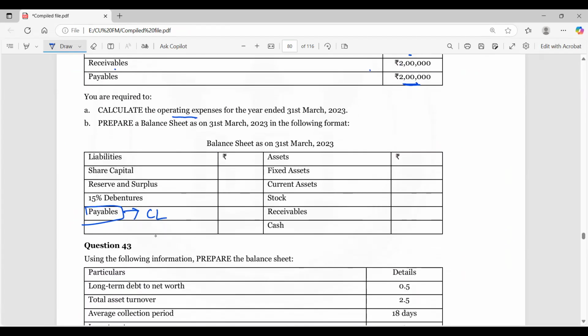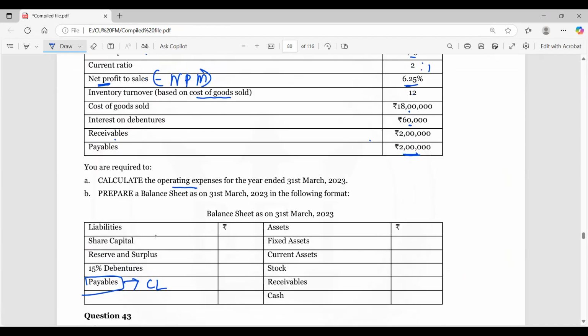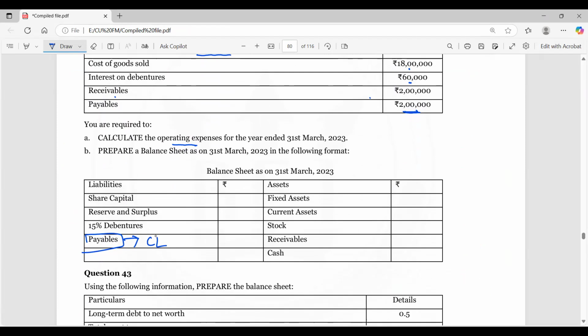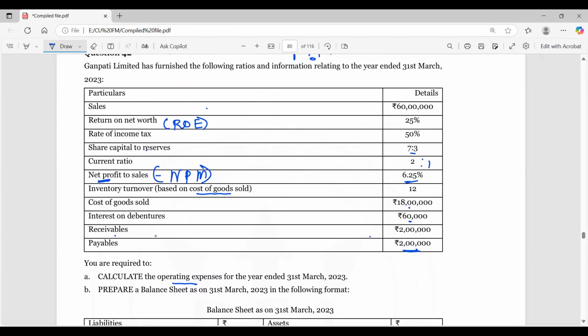Now listen, I will just fill the numbers over here itself. So now what is the fixed asset? How can we calculate it? In this question, what is given relating to fixed asset? Everything is given. What is there for the balancing figure? You can calculate everything.